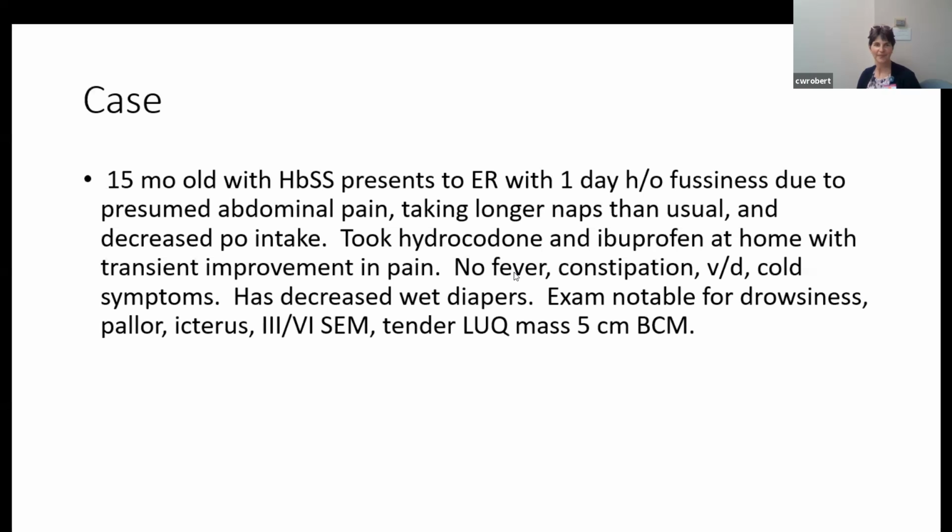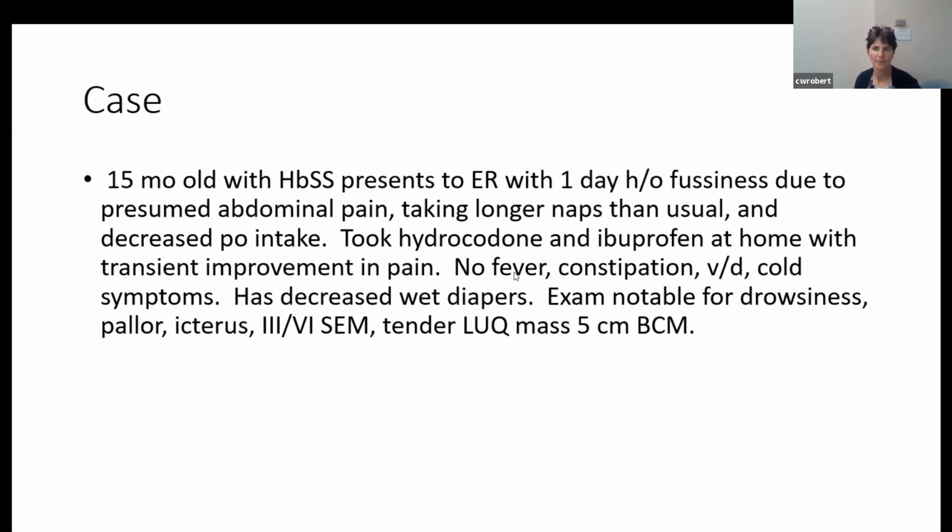All right. So now let's say you're all in the ED and a 15-month-old comes in with a 1-day history of fussiness and, due to presumed abdominal pains, taking longer naps than usual. He took some pain medicine at home, which helped temporarily, but he's worse again, with no fever. On exam, he's drowsy, he's pale, and he has a 3/6 systolic ejection murmur. Normally you just hear about 2/6 in the office, so this is a little louder murmur.